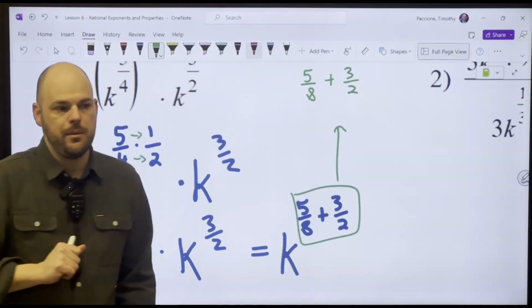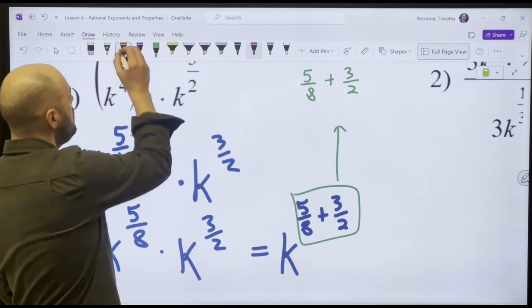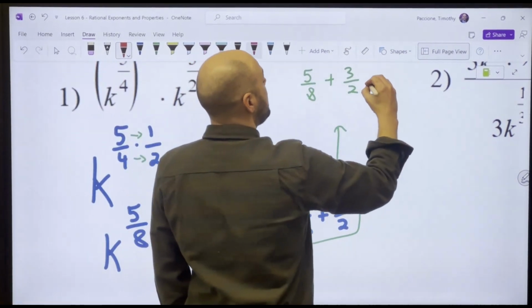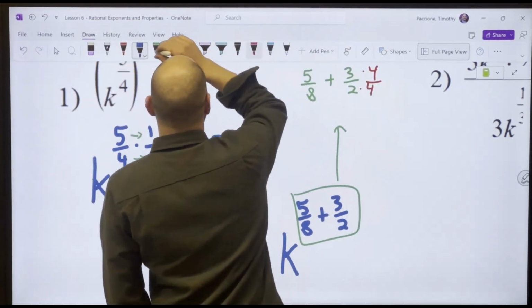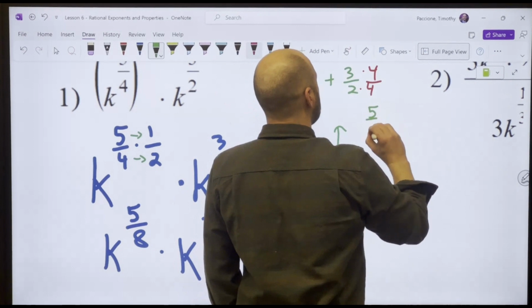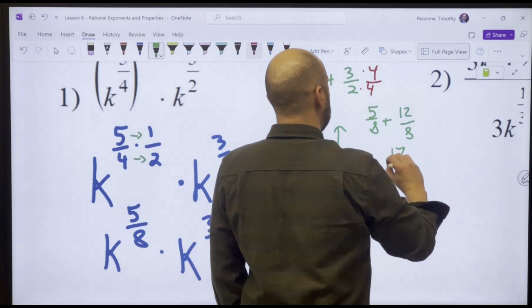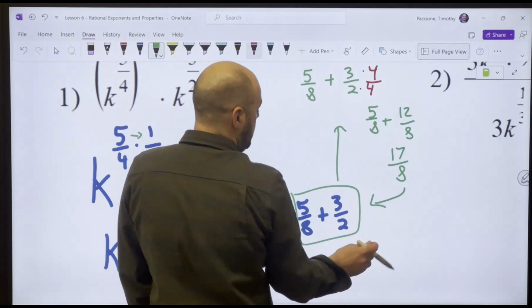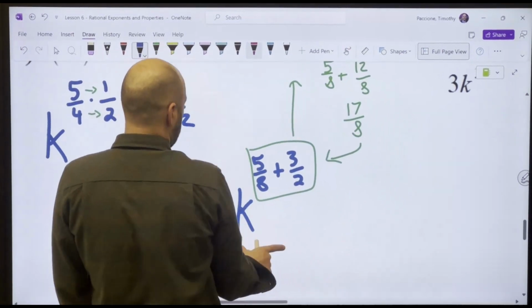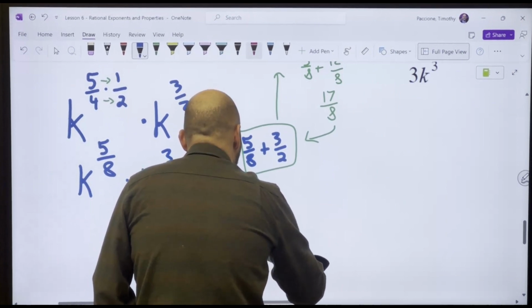Well, I need common denominators. If I have 8 and 2, where can I go? You can multiply the 2 by 4. Exactly. I'm going to make this one 8, and then I'll be in business. So I multiply by 4 over 4, and I have 5/8 plus 12/8, which is 17/8, right? And then that goes back here where that was, and my answer is k to the 17 eighths.